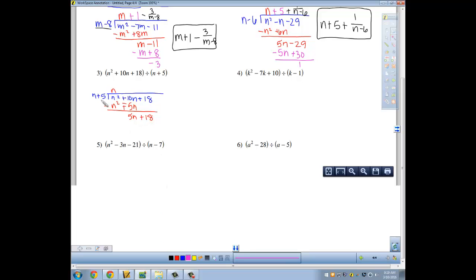Okay, so now I'm thinking n times what is 5n, that's positive 5, so write plus 5. 5 times n is 5n. 5 times 5 is 25. Subtract those, so change your signs. 18 minus 25 would give me negative 7. I don't have anything else to bring down, so I'm going to bring up my negative 7. Since it was a negative, I'm going to put a minus sign. And 7 over, and then what I divided by, n plus 5. So the answer to this one, n plus 5 minus 7 over n plus 5.